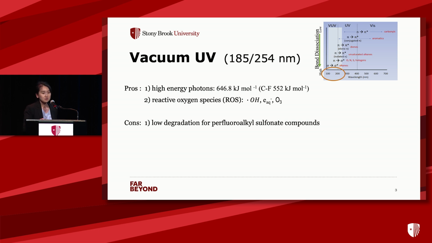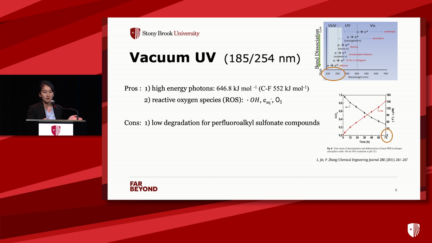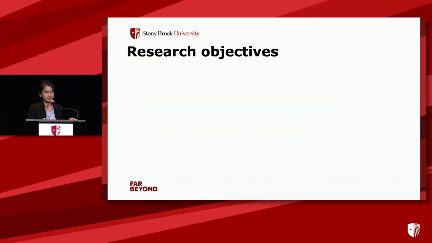However, the application of vacuum UV to PFAS treatment has several limitations. First, it has very low degradation for sulfonic compounds. A previous reference showed that 1 ppm PFOS would require 72 hours to reach 80% degradation. Also, because of the complex nature of the reactive intermediates, the mechanism is complex and understudied.